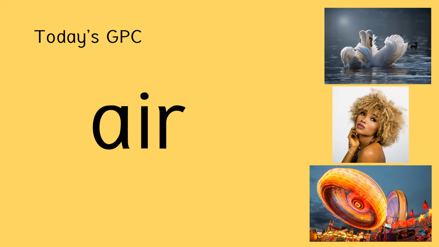Fabulous. Now, on the images on the right, we've got a pair of swans, we've got someone's beautiful hair, and then we've got a fair. So we've got air in pair. So can you say that? Air in pair. Excellent. Can you say air in hair? Air in hair. Fabulous. And we've got the air in fair.